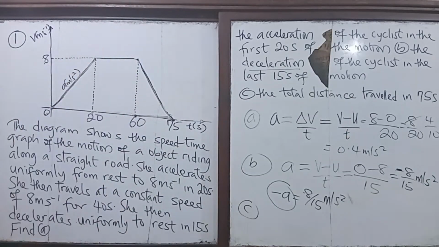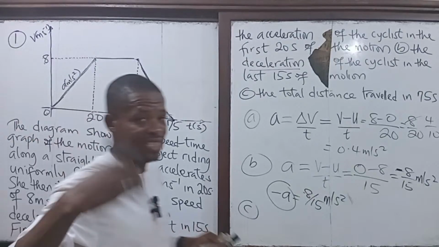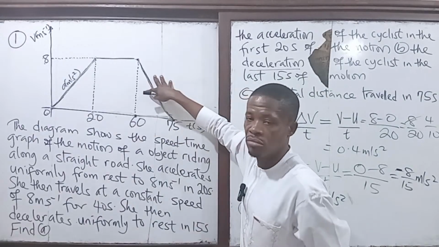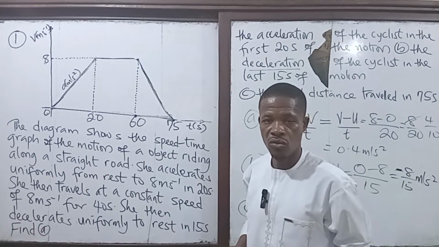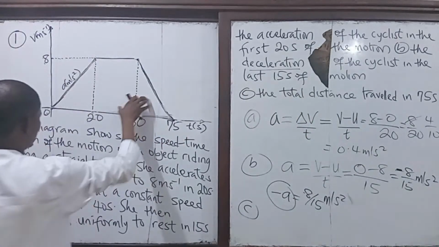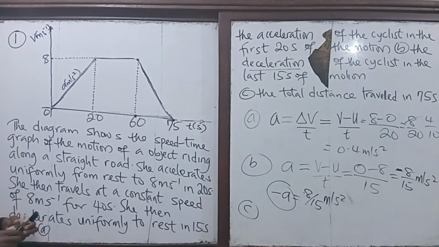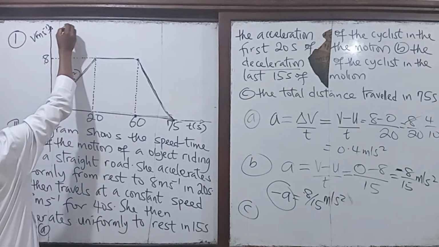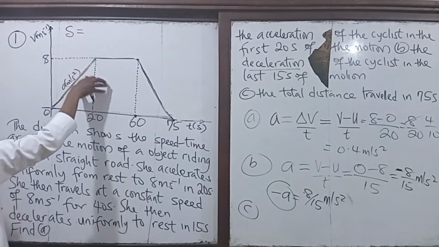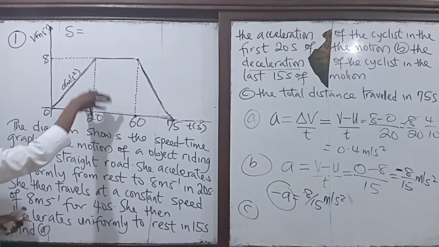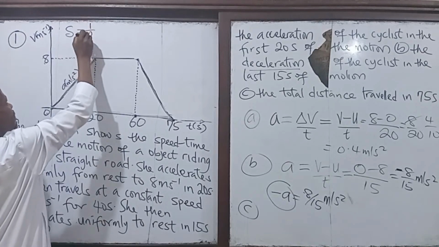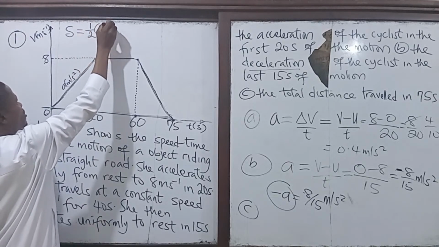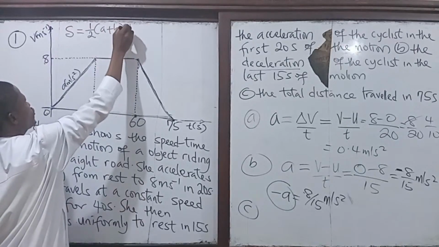When you are looking for total distance, what you do is check the geometry, check the given shape. If you look at this shape, this is the trapezium. And the formula for the area of a trapezium is half times (A plus B) times H.